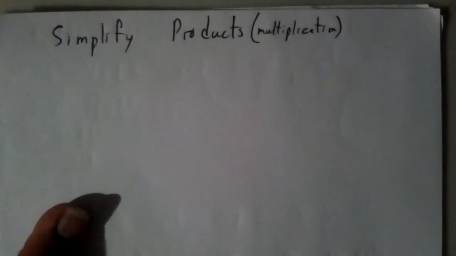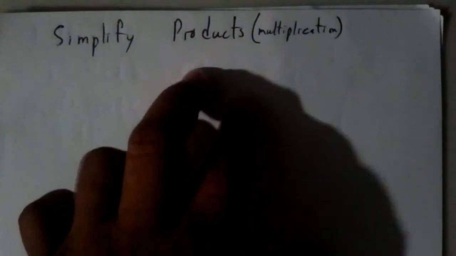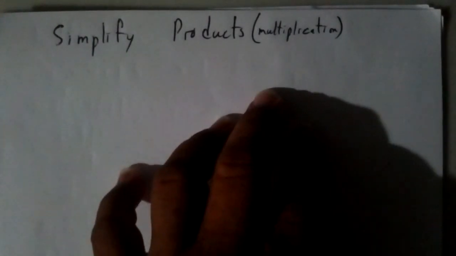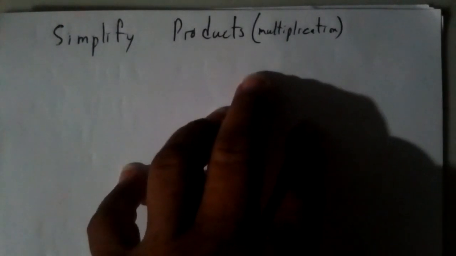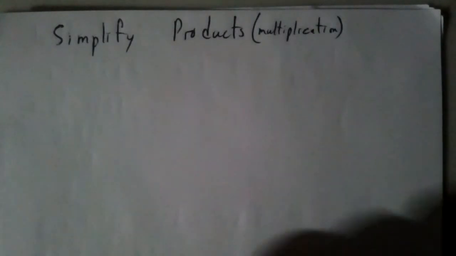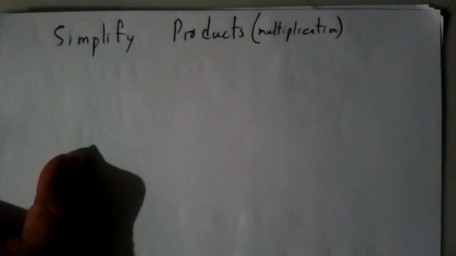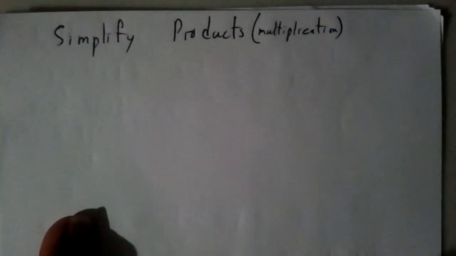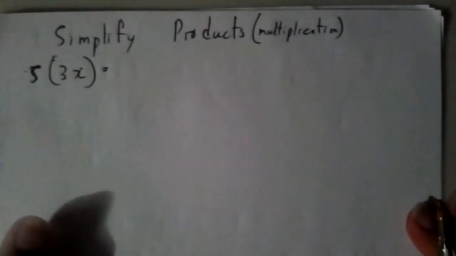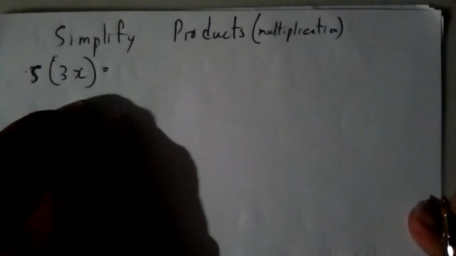So to simplify an algebraic expression, we must use properties of algebra to write the expression in an equivalent, less complicated form. All right. So let's start with an example. As an example, let's consider the following expression: 5 open bracket 3x close bracket. This is our algebraic expression, and we are to simplify it.